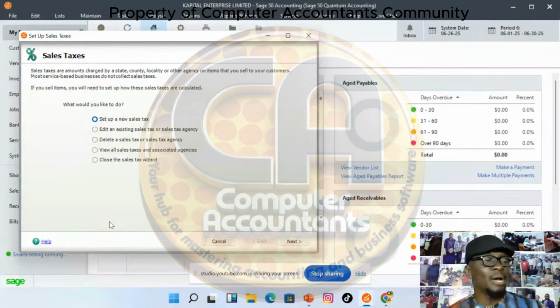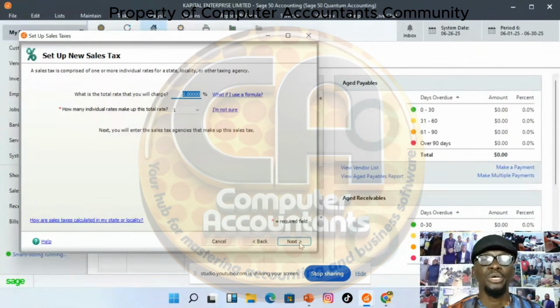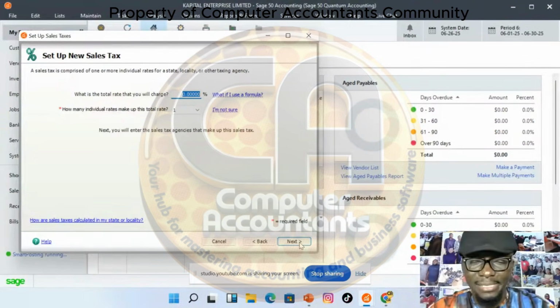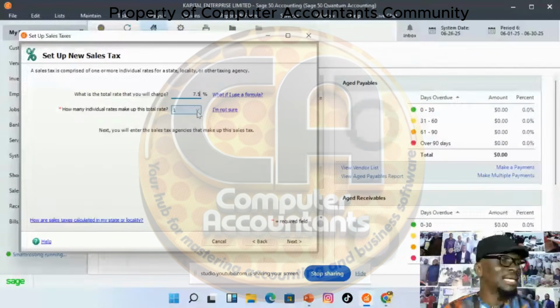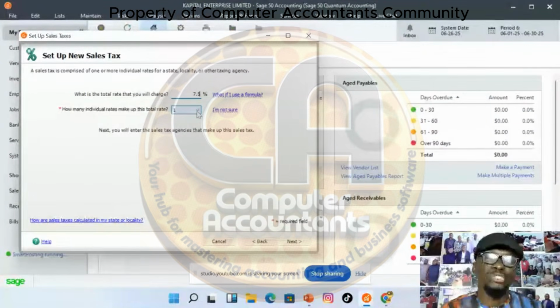So we are creating our tax for the very first time. It says set up a new sales tax, so you click next. Good. What is the value of the tax? 7.5. That's all you do. How many tax offices are these taxes being shared with? One. So you click next.